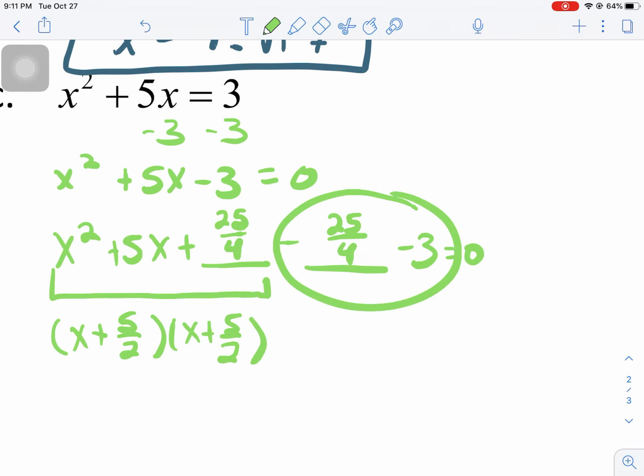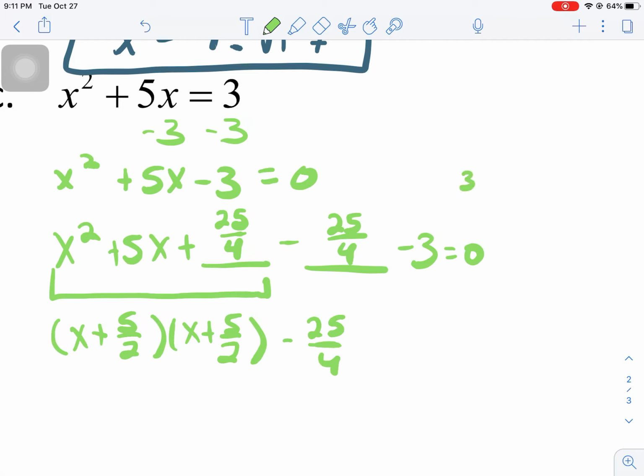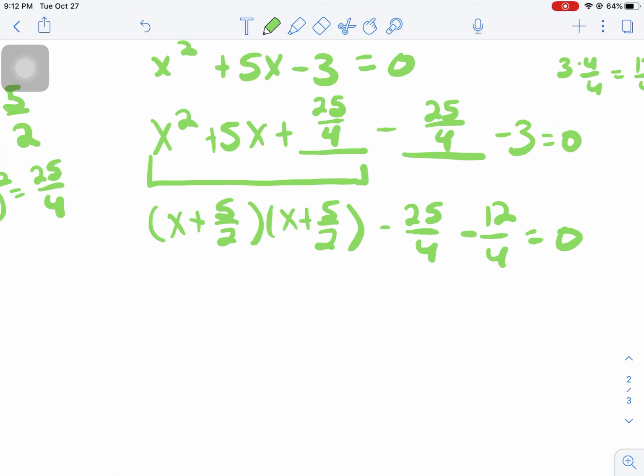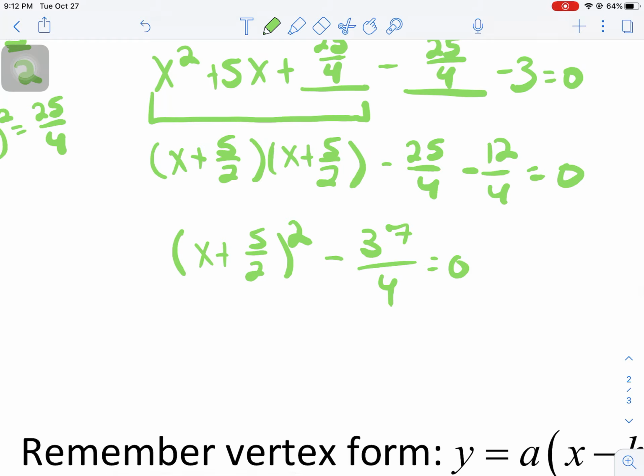And then we can simplify this section right here. I'm going to go negative 25 fourths. And then 3, we need to get it into fourths. So we're going to take 3 times 4 fourths, which would give us 12 fourths. So that's negative 12 fourths. And that's still equal to 0. Continuing the simplifying process, we would say x plus 5 halves squared minus 37 fourths is equal to 0. Okay. Finally, from here, we're solving for x, so we would add the 37 fourths to the other side.